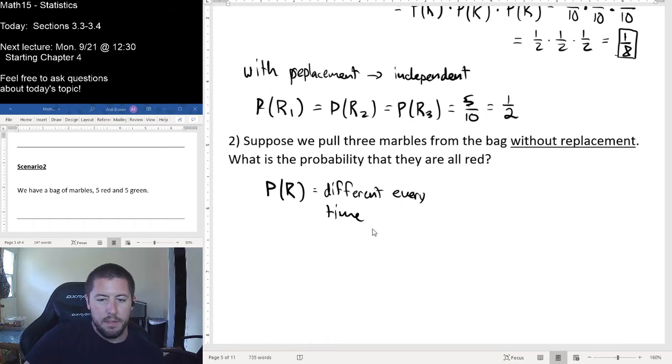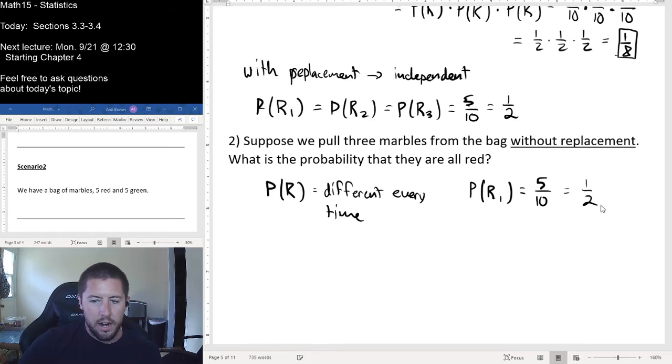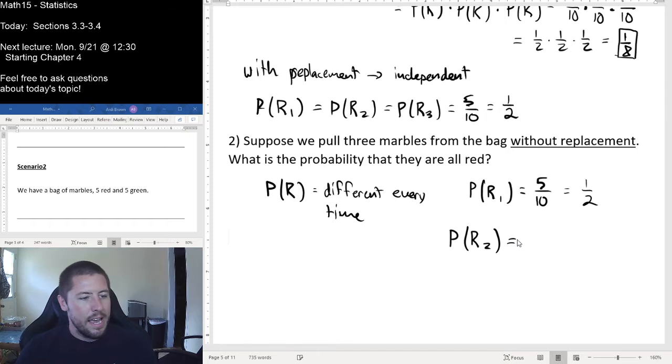So let's make some statements about what we do know. The probability of pulling a red on the first one is still the same as it was before, right? There are still 10 marbles in the bag on the first draw, and 5 of them are red. You can call that a 1 out of 2 if you want to. But if I'm going to try and pull my second marble, oops, I get my P's and my R's mixed up here. My probability of pulling a red marble as my second draw is different. In this case, it matters what I drew on the first draw.